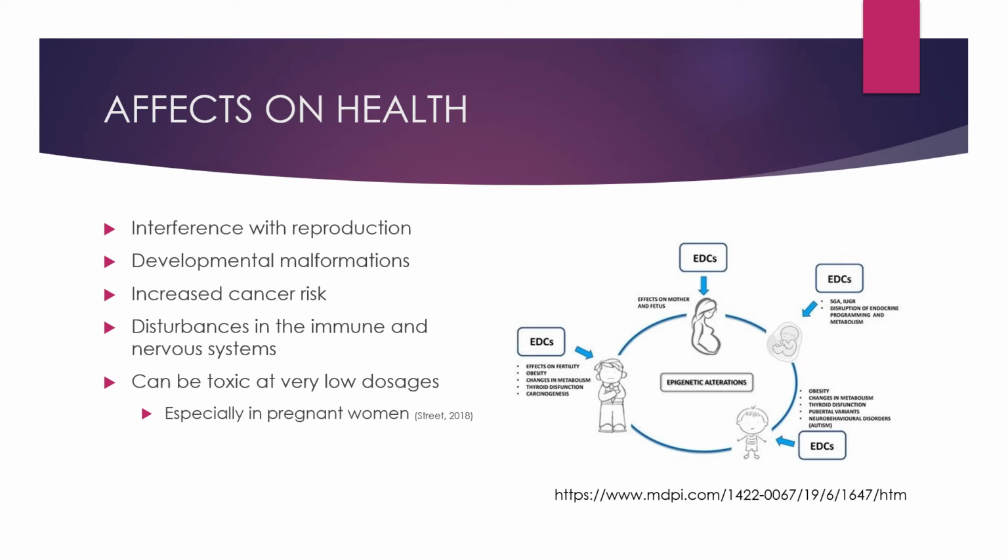So on the bottom right of the picture on the right, you can see, just to name a few, obesity, changes in metabolism, thyroid dysfunction, pubertal variants, neurobehavioral disorders such as autism, which obviously can be very genetic, but they can also be epigenetic. And then once the child develops into an adult, it can also have effects on fertility, still obesity, metabolism, thyroid functions are still a common theme throughout this cycle. And then carcinogenesis becomes a more prominent problem whenever the individual gets older.